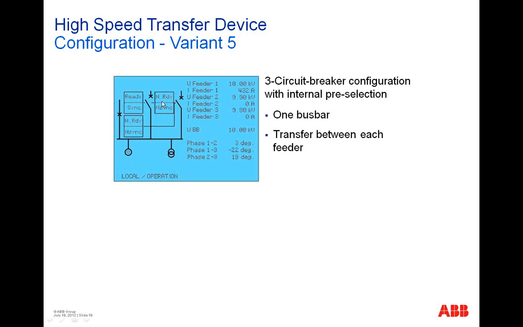And in combination of more than one device, you can also match huge switchgear configurations with 10 incomers, 5 busbar couplers, and so on, and use more than one HSTD, and you can fulfill transfers in every kind of direction.